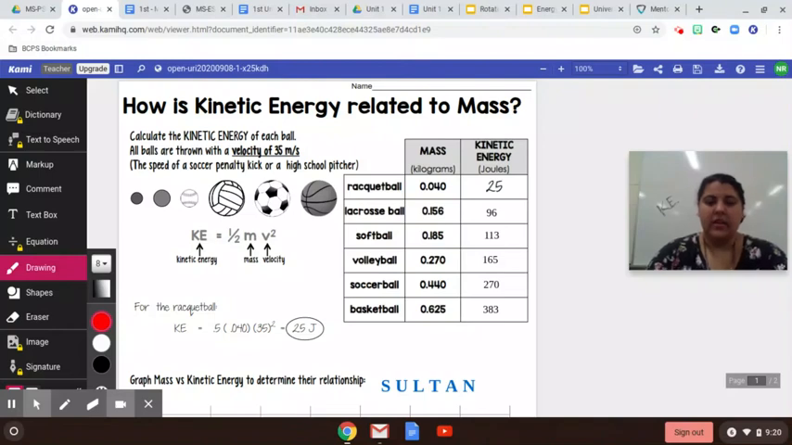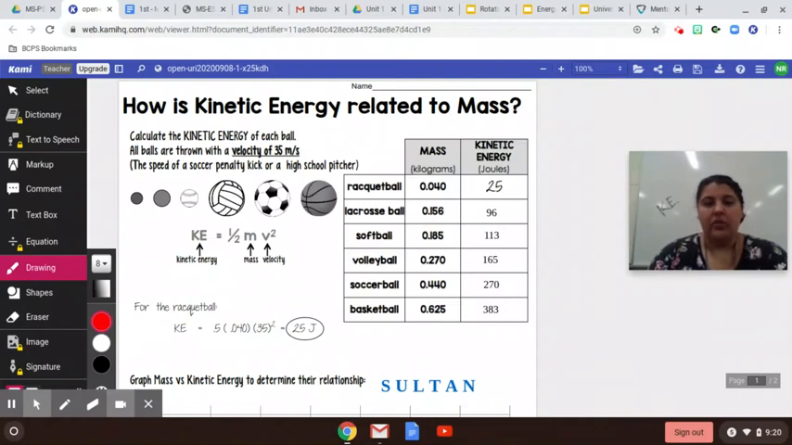Hi guys. So today we are going to be talking about kinetic energy as it is related to mass. So yesterday you should have looked up what kinetic energy is, and you should have found that it was the energy of an object in motion. Okay, so the energy in motion. And then mass is how much matter an object has or how much it weighs.